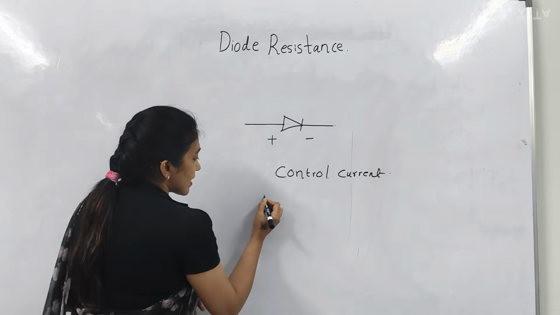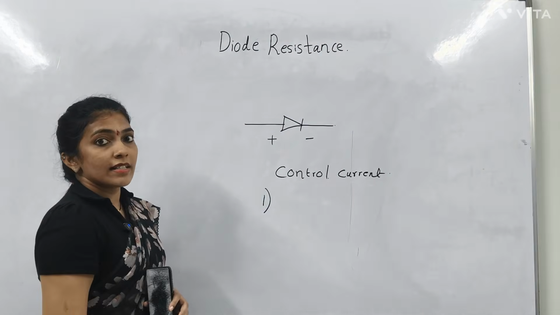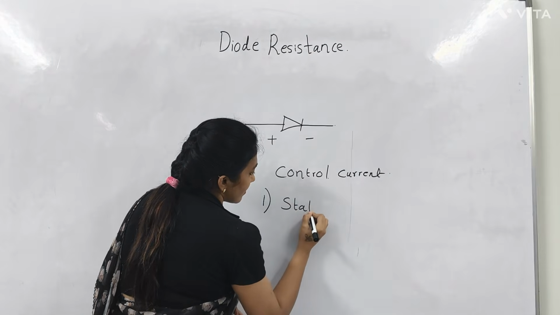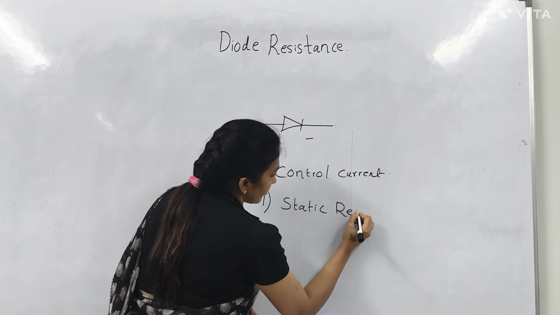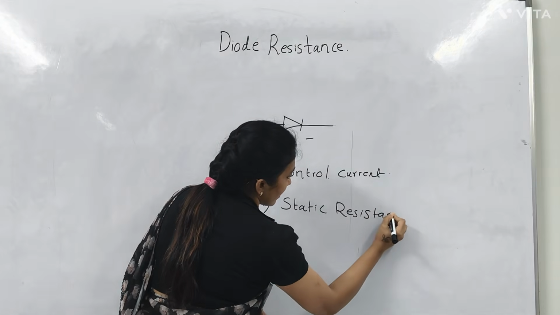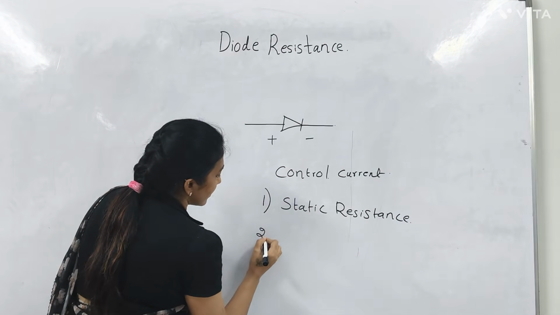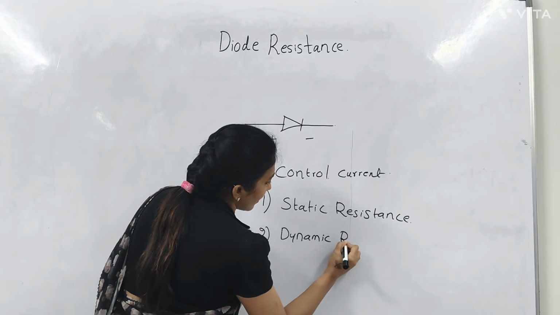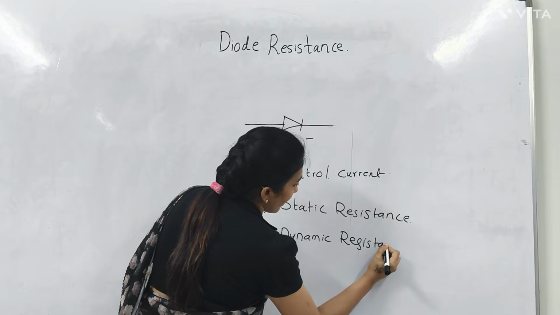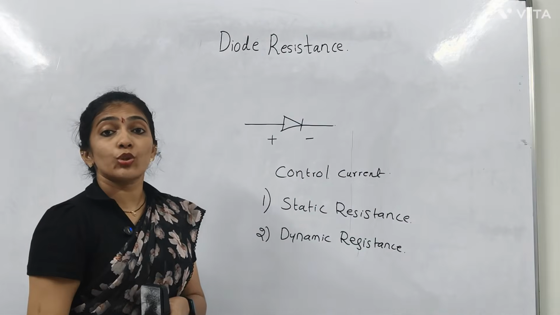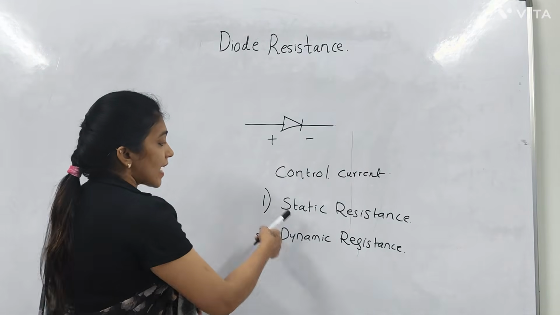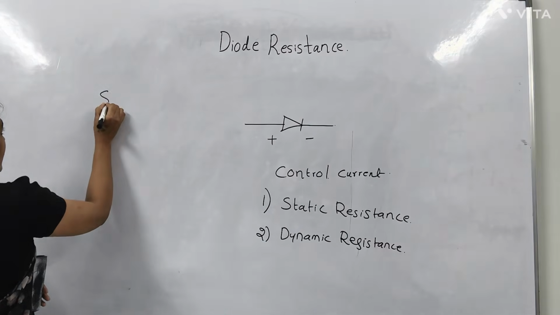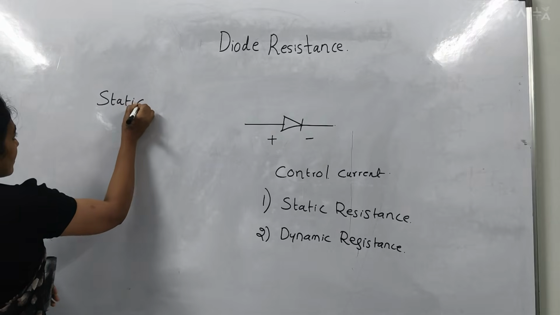Here, the diode resistance is of two types: static resistance and dynamic resistance. A diode has two types of resistances: static resistance and dynamic resistance. So first we'll discuss static resistance.